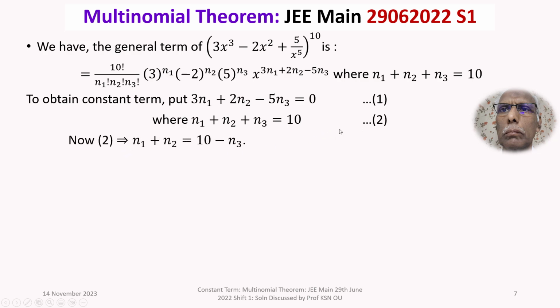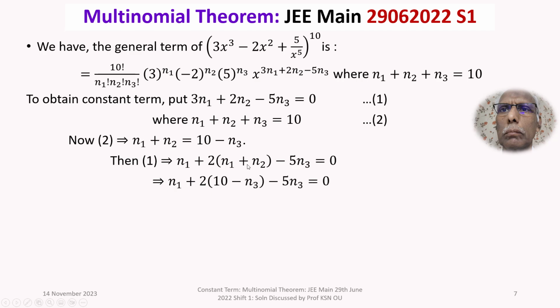Now equation 2 implies n1 plus n2 plus n3 is equal to 10, which will imply n1 plus n2 is equal to 10 minus n3. Take this value of n1 plus n2 and substitute it in equation 1. So 3n1 plus 2n2 is written as n1 plus 2 times (n1 plus n2). So n1 plus 2 times (n1 plus n2) minus 5n3 is equal to 0. For n1 plus n2, we write 10 minus n3. This will imply n1 plus 2 times (10 minus n3) minus 5n3 is equal to 0.